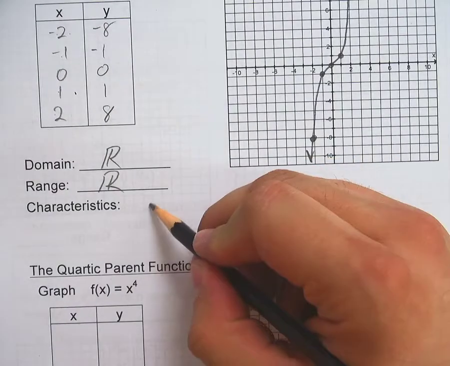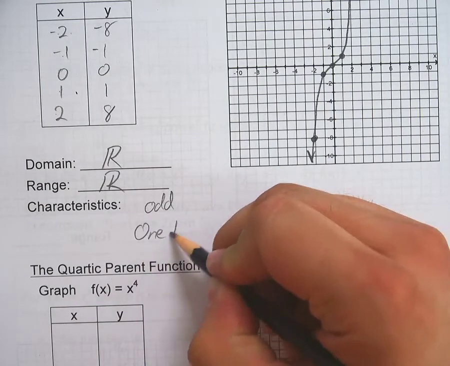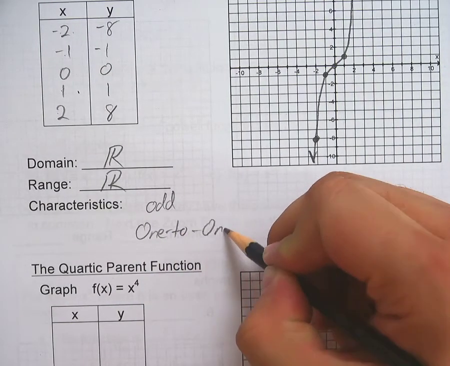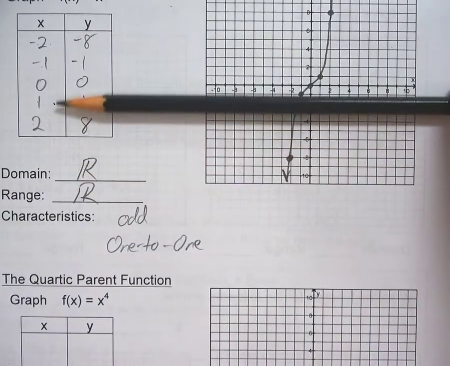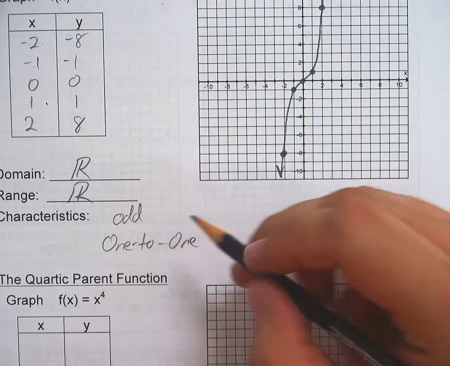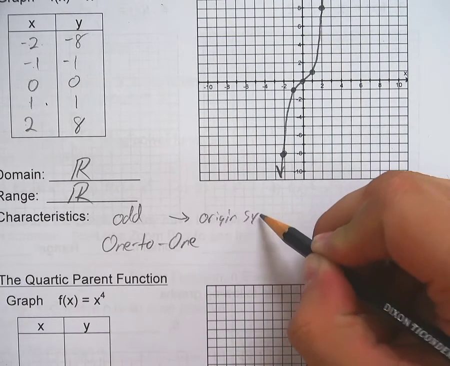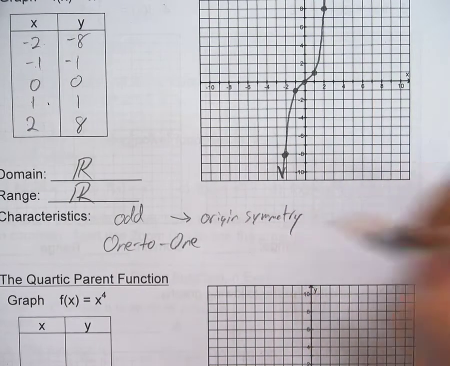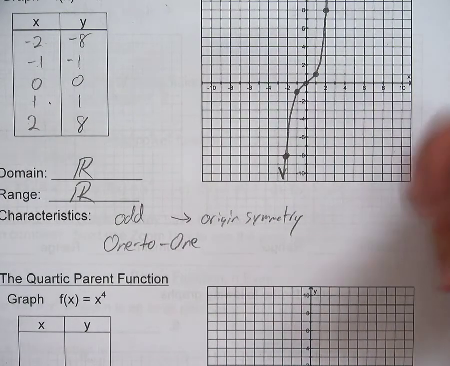Remember that this is an odd function. It's also one-to-one. That means it passes the horizontal line test. Drop a horizontal line, it only hits once everywhere. It's also odd means that it has an origin symmetry. Right? It's always increasing and it goes through the origin.